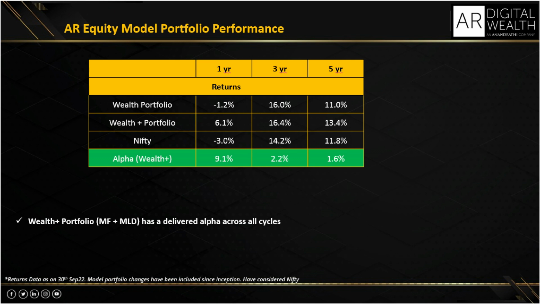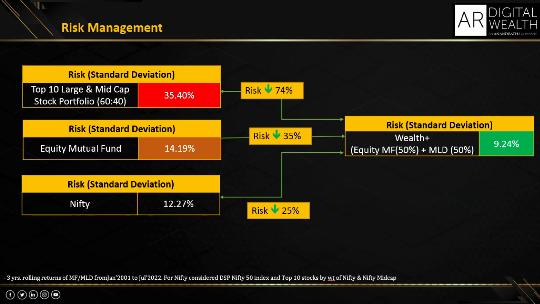situation. And now if you look at the performance of Wealth Plus portfolio, it has clearly outperformed the Nifty in all the time frames. As I mentioned, it also helps you to reduce the risk. Let's look at how. Let's assume that investor has investments into large cap stocks and mid cap stocks. Let's say 10 large cap stocks and 10 top mid cap stocks with a combination of 60-40%, 60% large cap and 40% mid cap. Now this combination will have a standard deviation, which is a risk measurement of about 35.40%.